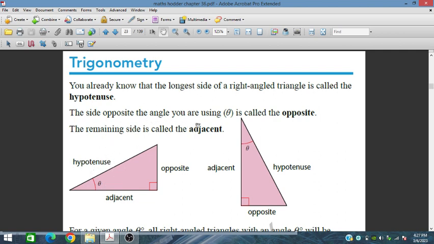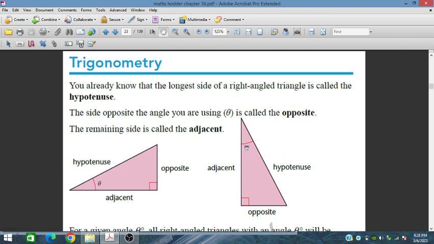The side opposite to the angle is called the opposite. If you consider this angle, then this becomes the opposite, and the side touching the 90 degree angle is called the adjacent. So this side is called adjacent, this is opposite, and this is hypotenuse. The hypotenuse is the longest side, and the side opposite to the considered angle is called opposite.